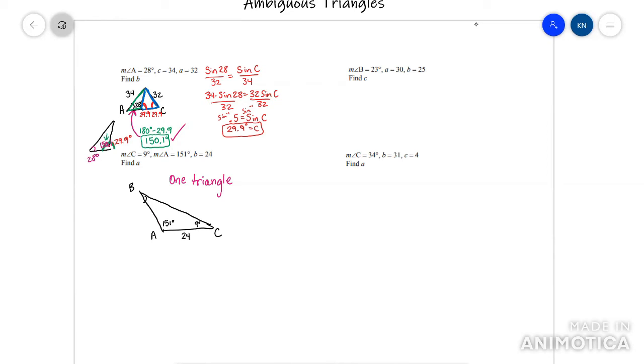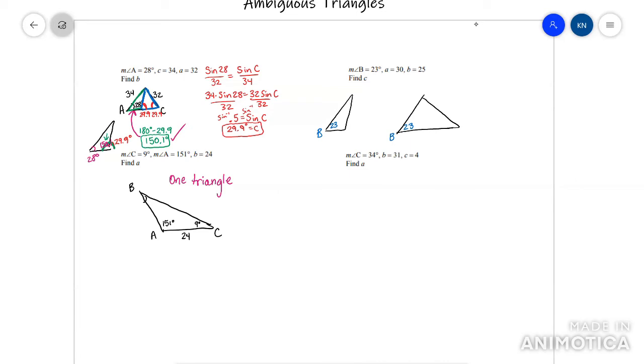All right, let's look at this one. Angle B is 23 degrees, so I'm going to have a triangle. I'm just going to draw both of them separately. Okay. Angle B is 23 degrees, so we'll call this B and we'll call this 23 degrees. The fact that it's an acute angle means I could possibly have two triangles. I just have to go look.